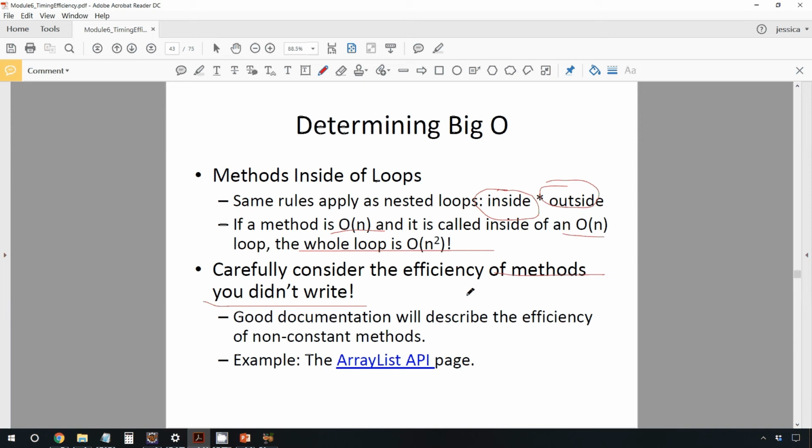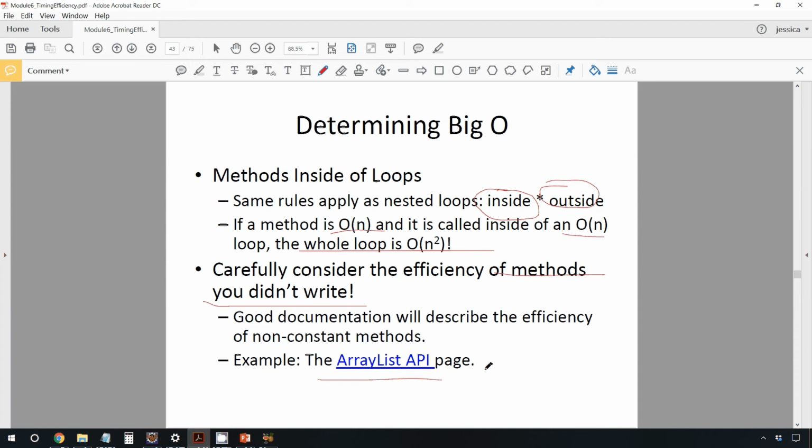And again, if that is code going to be used only for a small data set, that might be okay. But if you're writing code that is meant for a large data set, that is not going to be okay. All right. Now, good documentation of methods will describe the efficiency of non-constant methods. So if you take a look, for example, at the ArrayList page, it tells you which methods run in linear time and constant time, so you can always know the efficiency of the methods you're invoking.